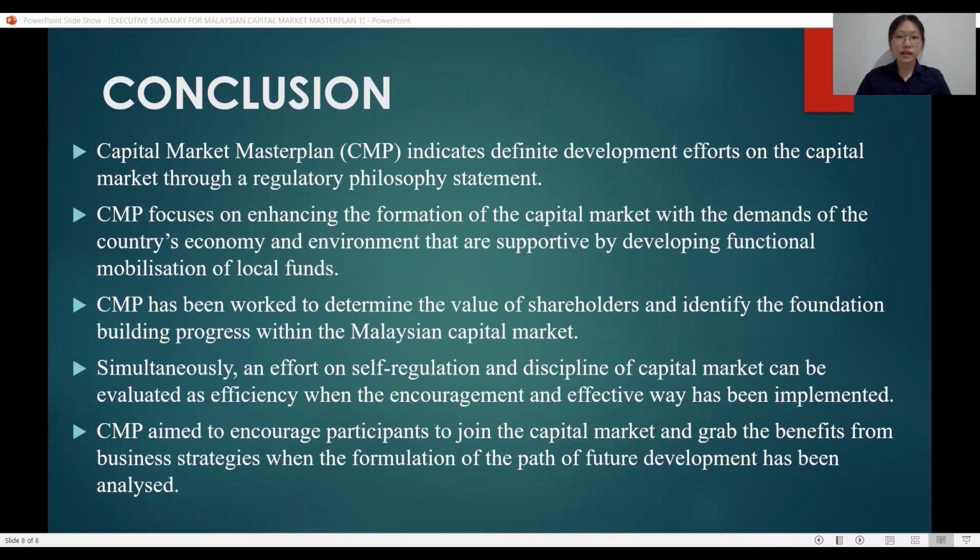It focuses on enhancing the formation of the capital market with the demands of the country's economy and environment that are supportive by developing functional mobilization of local funds. It determines the value of shareholders and identify the foundation building progress within the Malaysian capital market. At the same time, an effort on self-regulation and discipline of capital market can be evaluated as efficiency when the encouragement and effective way has been implemented. It also encourages participants to join capital market and grab the benefits from business strategies when the formulation of the path of future development has been analyzed.